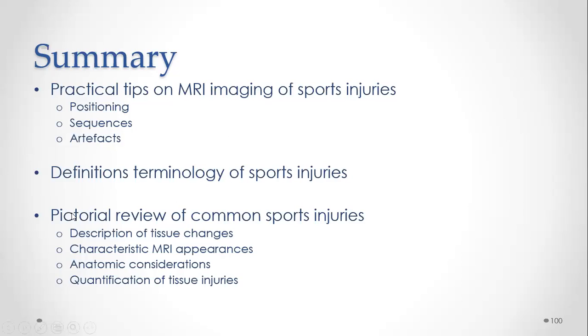We provided a broad pictorial review of the most common sport injuries, and a description of soft tissue changes, MRI characteristics, and anatomic considerations, as in the case with muscle injuries, the biarticular muscles, the muscle pennation, and how this would affect the MRI appearances of muscle injuries. We also recognized different patterns of muscle injuries, such as the myotendinous junction tear or the myofascial tear, and just identified where the tear is. Also, we provided some information about quantifying soft tissue injuries, the grading system that you could use for ligamentous injuries or muscle strain injuries.